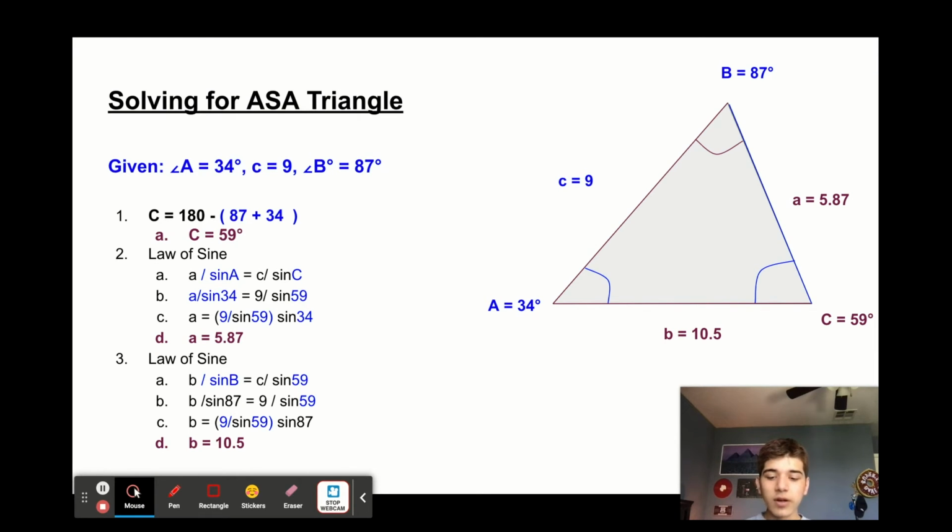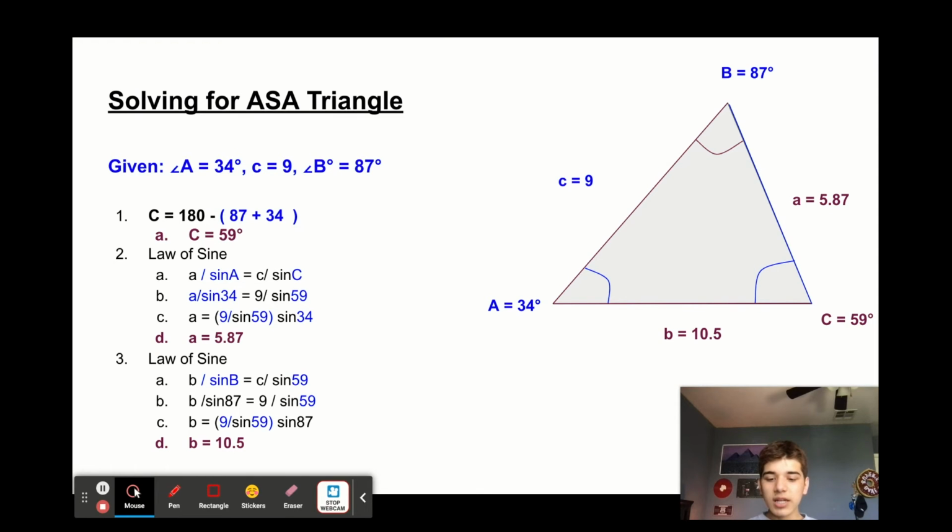The first step is to find the third missing angle. We use the equation C equals 180 minus the sum of 87 and 34, which gives us angle C, 59 degrees. To find the missing side lengths, we use the law of sines, which states that sine of A over A equals sine of B over B.